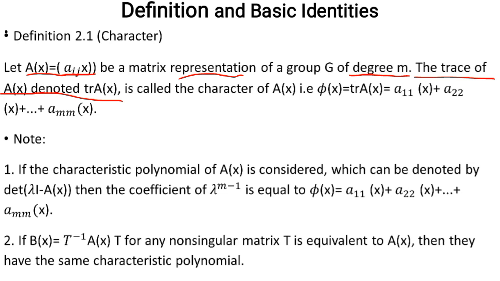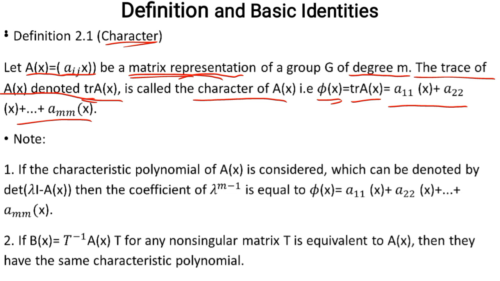So the trace of the diagonal of our matrix representation AX is called the character of AX, meaning that this phi of x, that's the notation for the trace of AX, is this sum. So they are the sum of the diagonal elements of the matrix representation. That's what we mean by character.